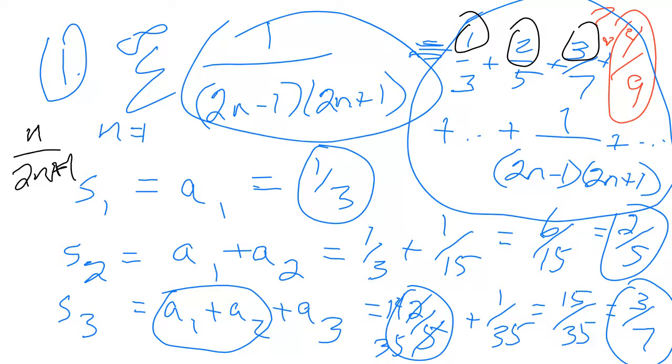Yeah. For the second term, 2 times 2 plus 1 is 5. Third term, 2 times 3 plus 1 is 7. Yes. So this would be n over 2n plus 1, and is that what they had for their answer? That's what they had, right? So what the back of the book had.